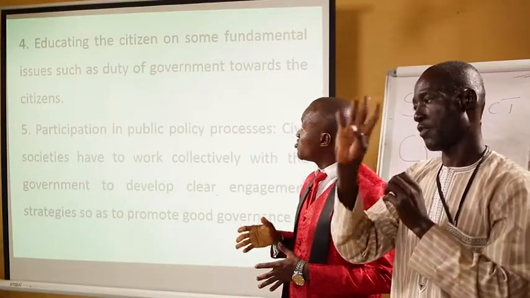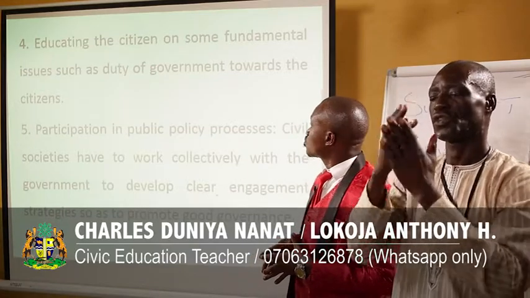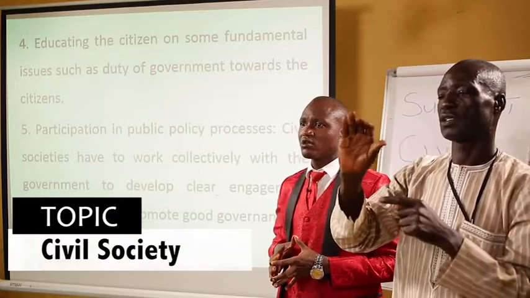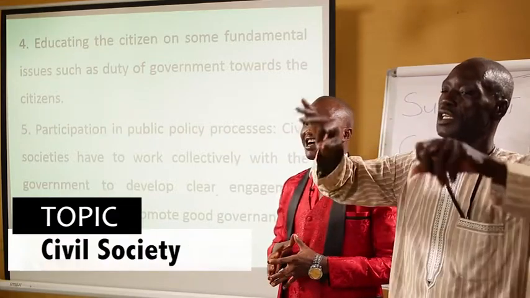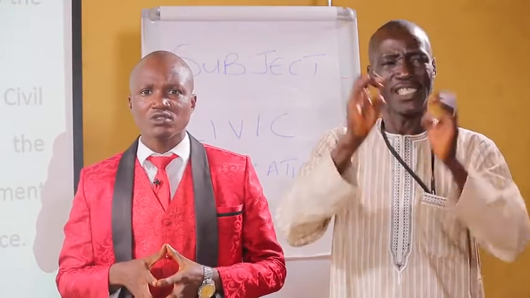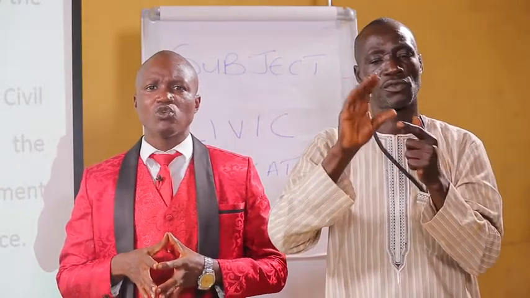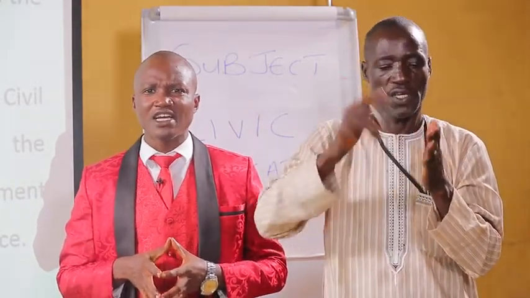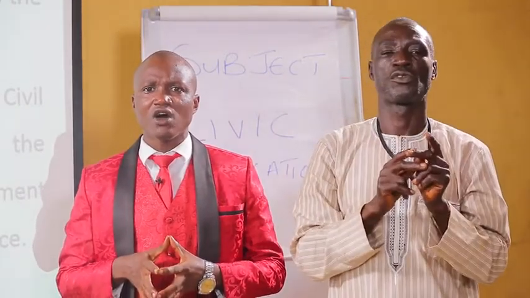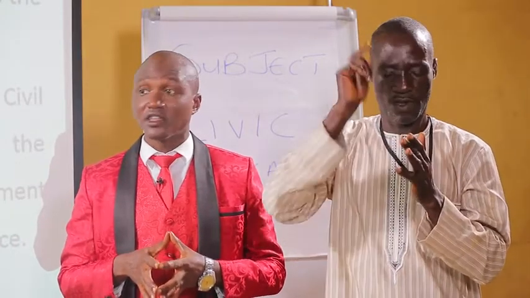Number 4, educating the citizens on some fundamental issues, such as duty of government towards the citizens. This is a very important function of civil society. They are able to sensitize and enlighten citizens. They try to make them understand the functions, the duties, and the roles of government towards their citizens. And they also try to make them understand the role they can play in ensuring that government provides all these basic facilities and amenities that they need.